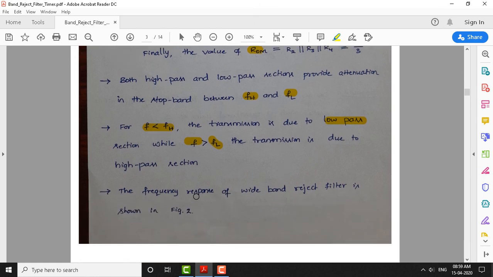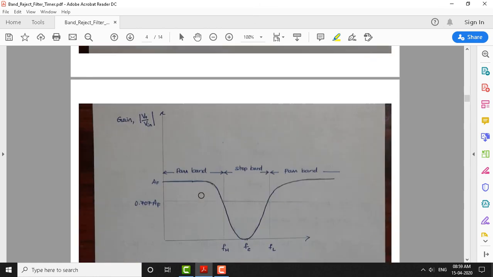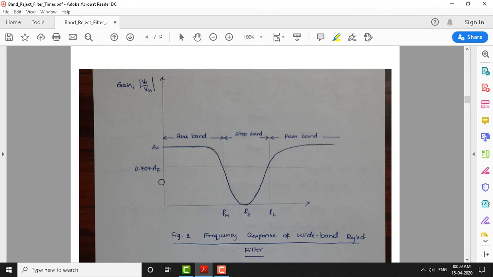The frequency response of the wide band reject filter is shown here. This is a gain versus frequency plot. We have a pass band from 0 to fh. We have another pass band for input frequency greater than fl. And between fh and fl, we can see there is a stop band here. So this band of frequencies that lies between fh and fl are attenuated. Therefore, the band between fh and fl is called the stop band.